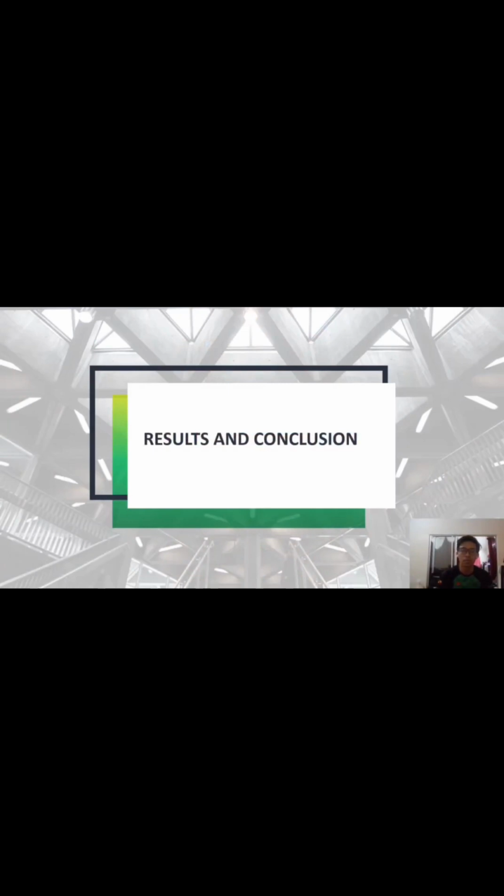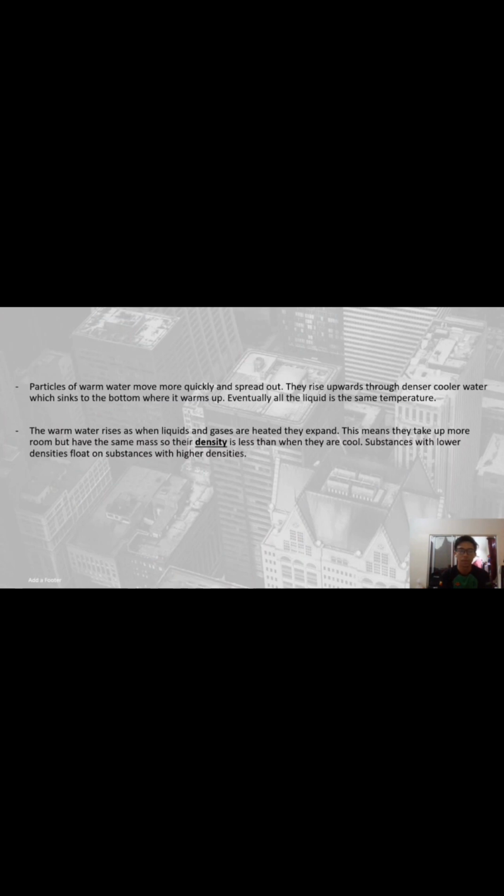And lastly, we'll proceed to the results and the conclusion. The particles of warm water move more quickly and spread out. They rise upwards through denser, cooler water which sinks to the bottom where it warms up. Eventually, all the liquid is at the same temperature.